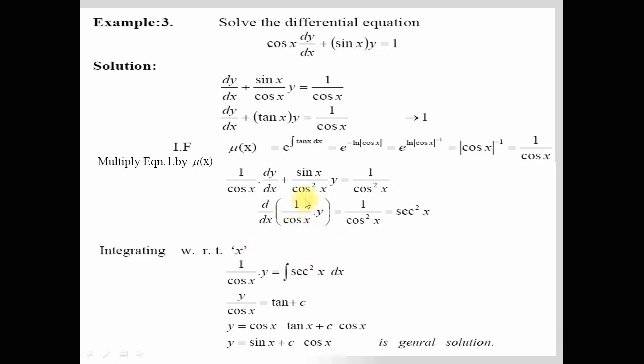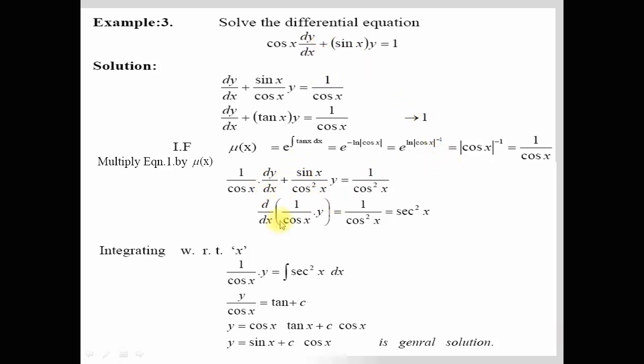So after integrating, this is the derivative of (1/cos x) · y. Integrating, we get (1/cos x) y on the left and the integration of sec² x on the right. So y divided by cos x is equal to tan x plus c, which gives y = cos x · tan x + c cos x. Again it can be written as y = sin x + c cos x, and this is the general solution of the given linear differential equation.